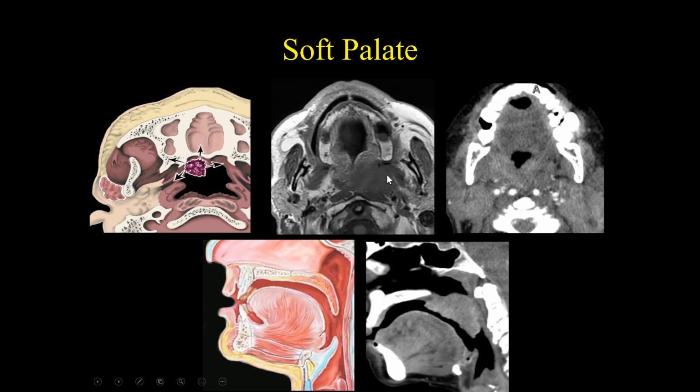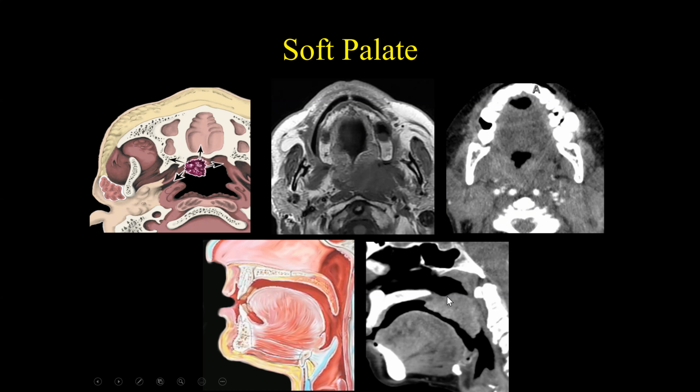The middle image demonstrates this intermediate T1 signal mass involving the soft palate. This is a typical example of a soft palate carcinoma. And on the right-hand side, we can see this circumferential enhancing mass. Now, because the soft palate does cross midline, when you have these soft palate masses, they can be, if you will, circumferential. And in this case, it looks like it's narrowing the airway posteriorly.